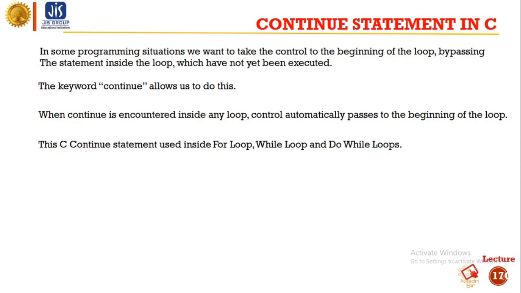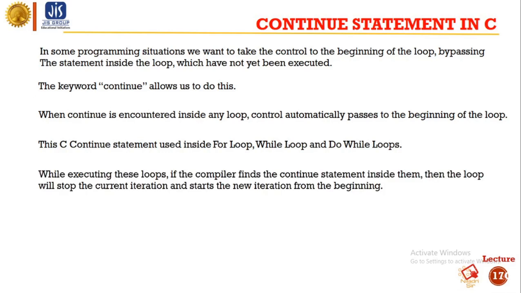When a continue statement is encountered inside a loop, control jumps to the beginning of the loop for the next iteration, skipping the execution of statements inside the body of the loop for the current iteration. So while executing these loops, if the compiler finds the continue statement inside them, then the loop will stop the current iteration and start the new iteration from the beginning.